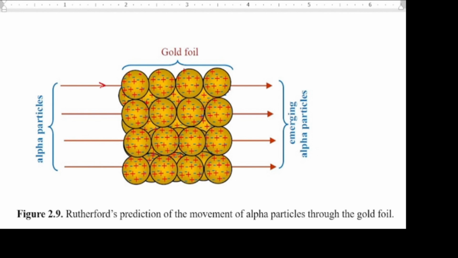What Rutherford is saying is that if the alpha particles are shot here and they pass through there, they should pass through anywhere else because each of these atoms here is identical to the other.